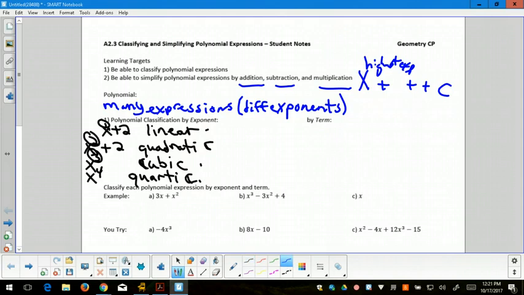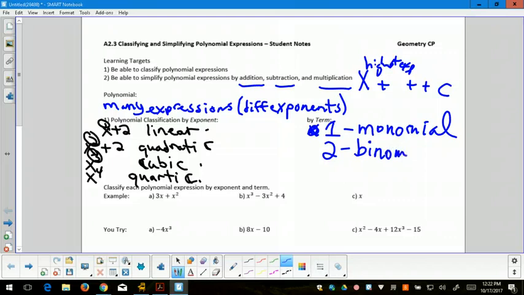By term, classifying them by term, how many terms do I have here? 1. When you have one term, it's called a monomial. Some of you might not walk or take the bus home, but might ride your bicycle home. So if it has 2 wheels or 2 terms, it's called a, well, 2 wheels is bicycle, 2 terms is a binomial. Trinomial. And some of you rode trikes. Some of you are still riding tricycles. So it is a trinomial.